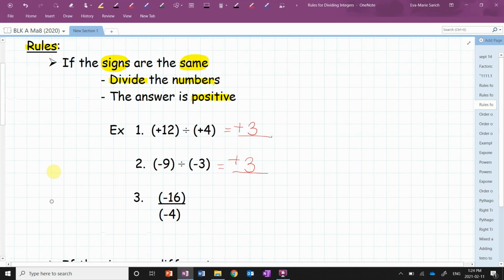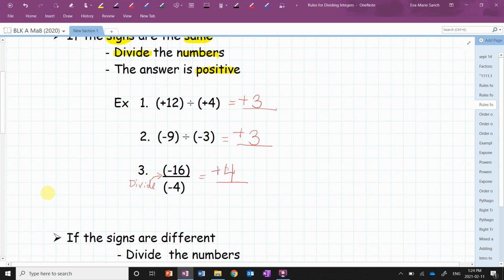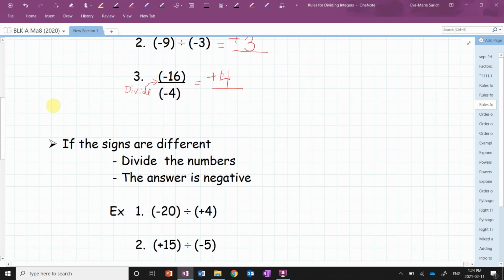All right? Now here's a different way to show a divide, right? It looks like a fraction where we have a top number and a bottom number. That line actually means to divide. So again, looking at this, 16 divided by 4, that's the same thing as what number times 4 equals 16. All right? And I'm hoping most of you recognize 4 times 4 is 16. And then again, look at the signs. They're both negative. They're the same, so our answer is going to be a positive. Okay? So that's if the signs are the same.